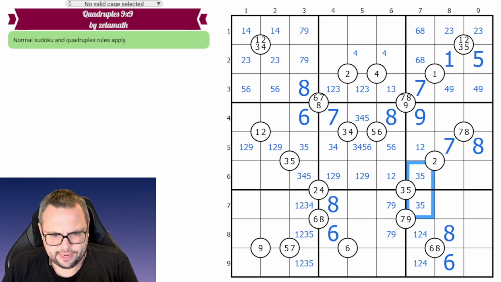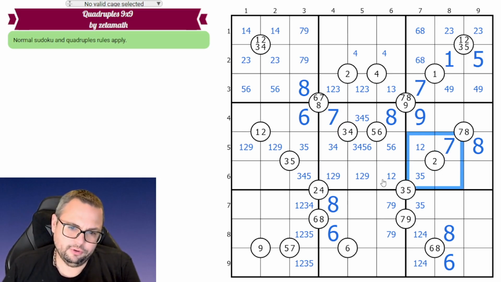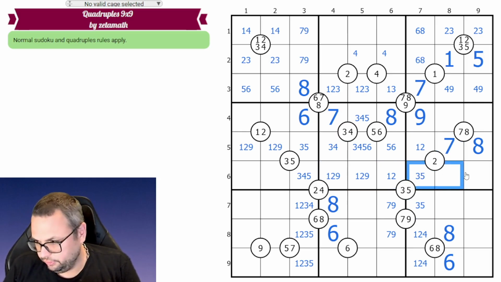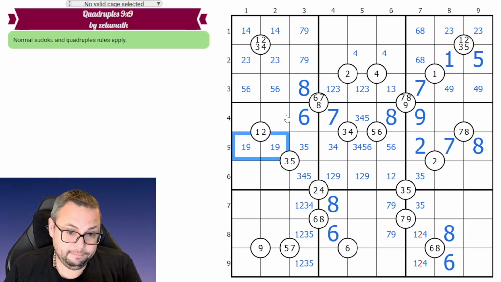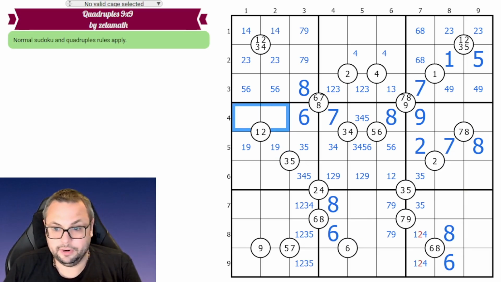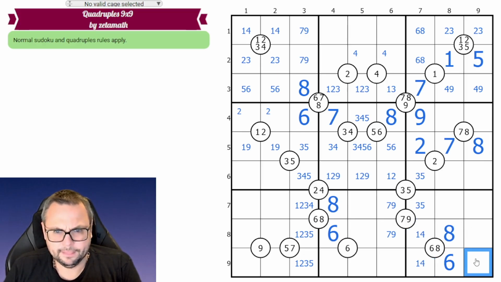Let's see. What else can we do? 2, 9. Oh, right. Where does the 2 go on this quadruple? We've got the 1, 2, 9 triple. It rules 2 out of those cells, so therefore that's a 2. Which makes these a 1, 9. Means the 2's up here somewhere. That 2 comes down here, means there's a 1, 4 down here.